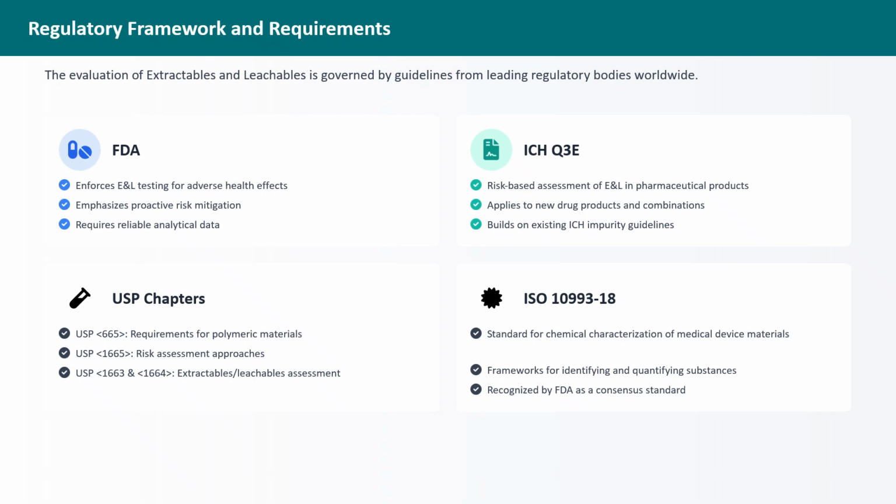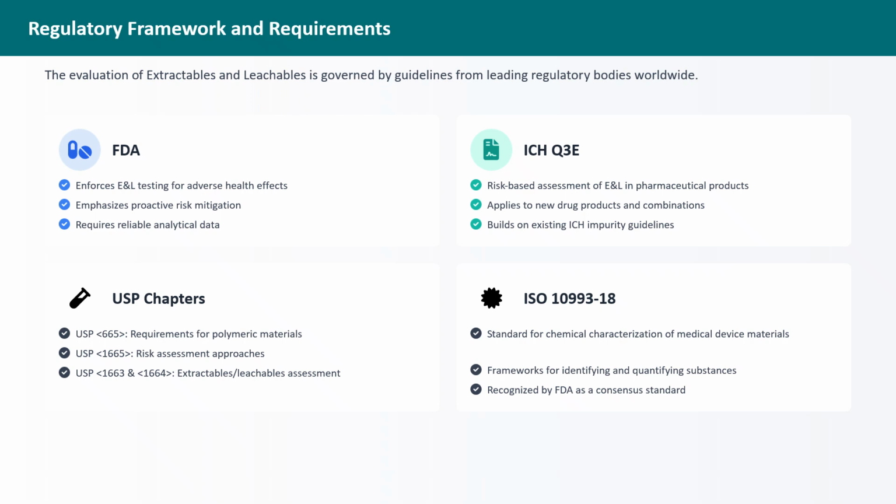E and L testing is driven by clear regulatory expectations. The FDA requires E and L studies to prevent adverse health effects and expects reliable, well-justified analytical data. ICH Q3E introduces a structured, risk-based framework for pharmaceutical products and combination products. USP chapters such as 665, 1663, 1664 and 1665 provide detailed technical guidance on polymers, extractables, leachables, and risk assessment.